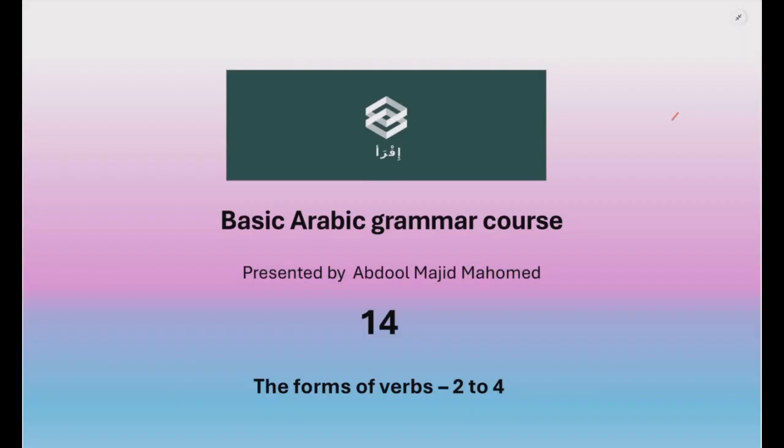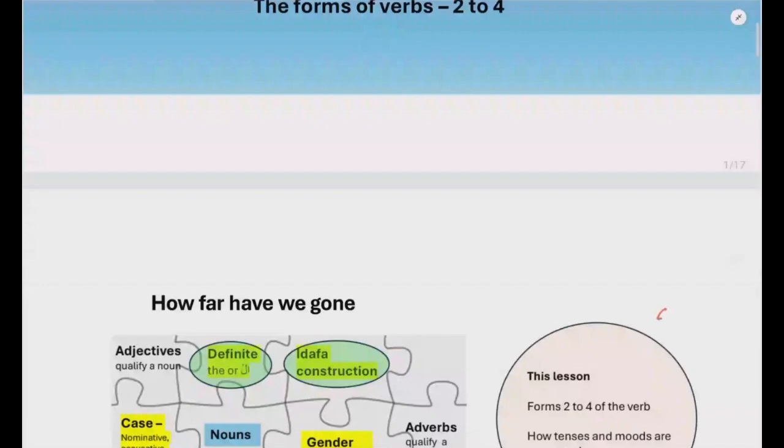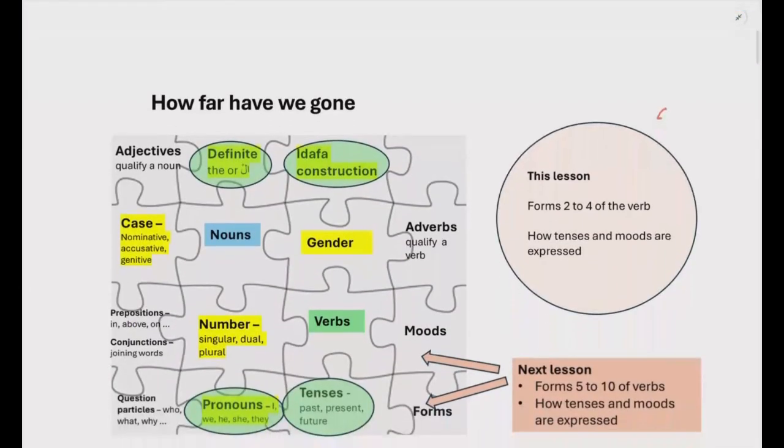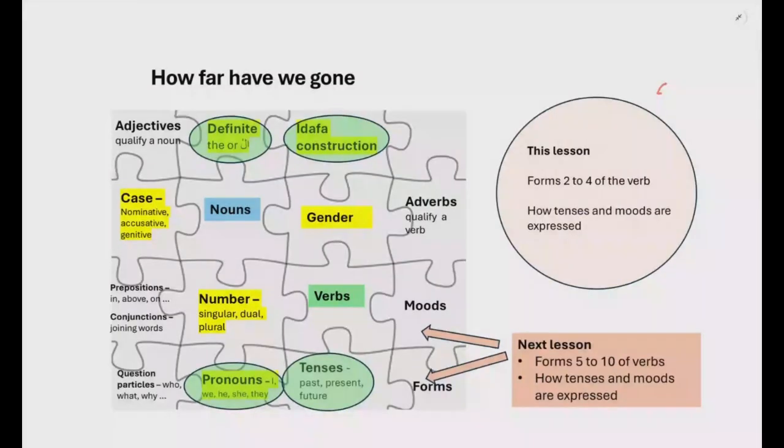Right, so today we continue with lesson 14 of our 16-part series on the basic Arabic grammar course. So today we intend to start off with the verb forms, and we'll cover 2, 3, and 4 today, inshallah. So essentially what we're going to look at is how tenses and moods are expressed in these verb forms. And then during the next lesson, we'll cover the remaining 5 to 10 of the verb forms. And that will cover the whole section on the forms.